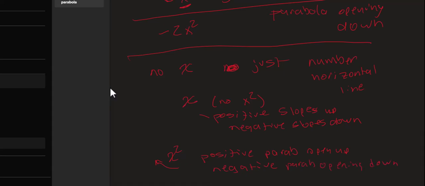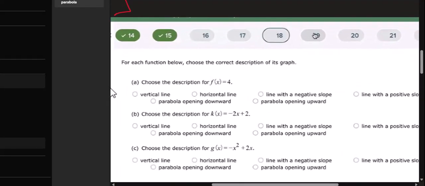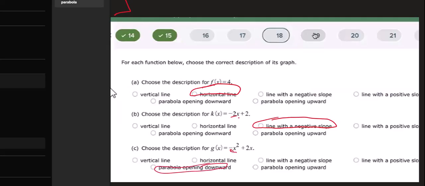So let's check what we've got. F of x equals 4. That's just a number. That is a horizontal line. Negative 2x plus 2. It's got an x. Does not have an x squared. It's negative. That's a line with a negative slope. It's got an x squared. That's negative. That's a parabola opening down. One more, and then I have to go from here, and I will come back later.